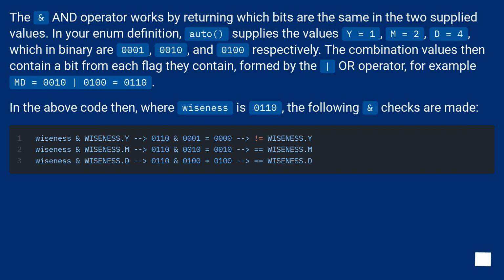In your enum definition, auto supplies the values y equals 1, m equals 2, d equals 4, which in binary are 001, 010, and 100 respectively. The combination values then contain a bit from each flag they contain, formed by the OR operator. For example, md equals 010 OR 100 equals 110. In the above code then, where the value is 110, the following AND checks are made.